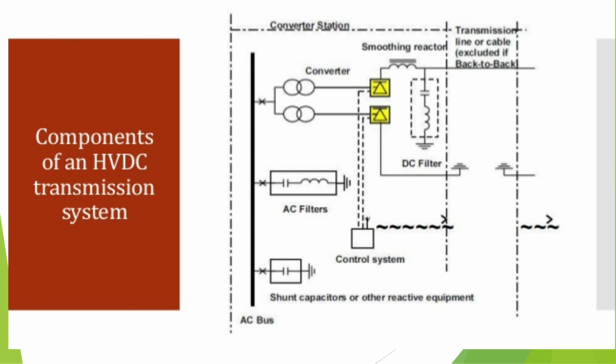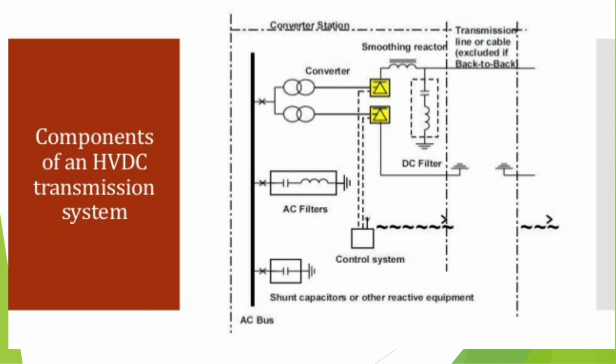So we can't say this station is only a rectifier station or only an inverter station. That station should act as both rectifier and inverter. So here a 12 pulse bridge converter is used in the HVDC system. This 12 pulse bridge converter is formed by connecting two 6 pulse bridges in series.